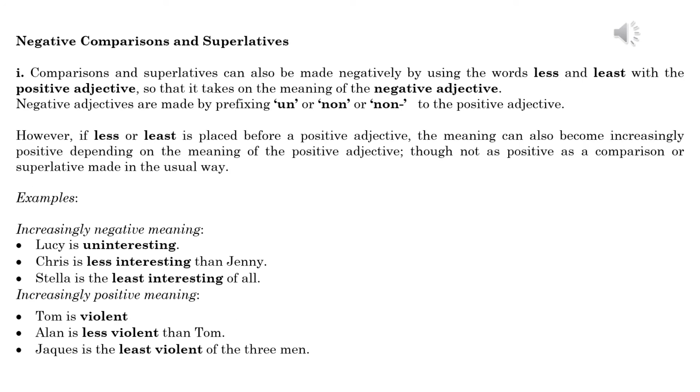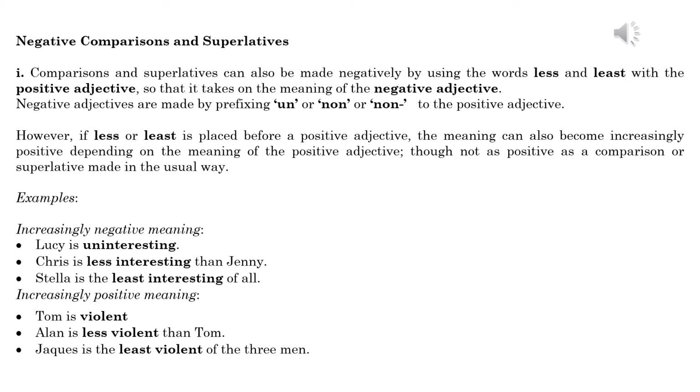Negative comparisons and superlatives. Comparisons and superlatives can also be made negatively by using the words less and least with the positive adjective, so that it takes on the meaning of the negative adjective. Negative adjectives are made by prefixing un or non-, to the positive adjective.